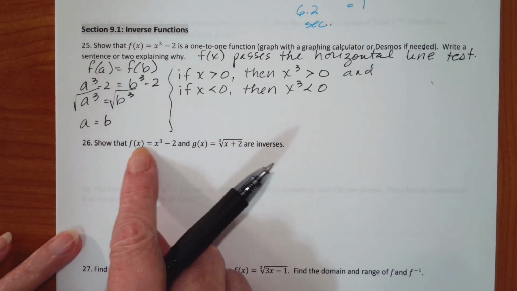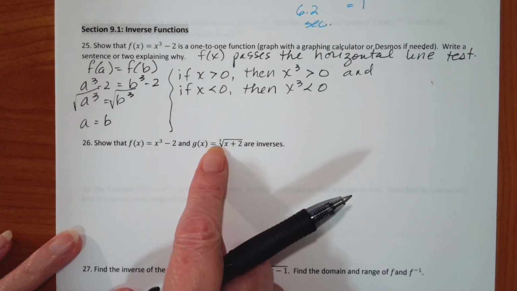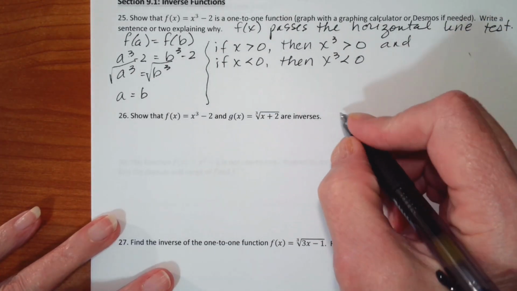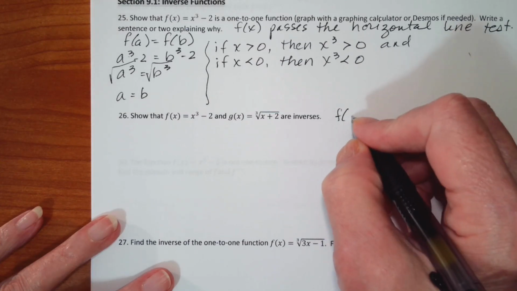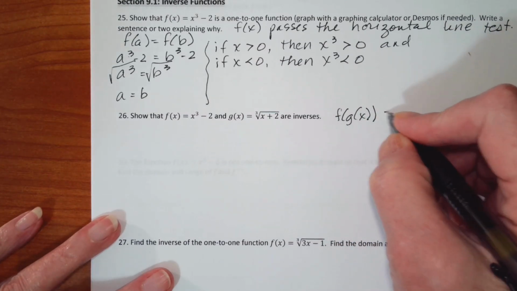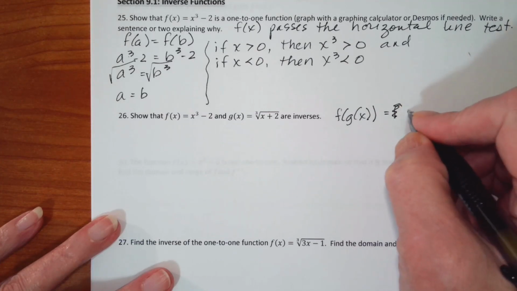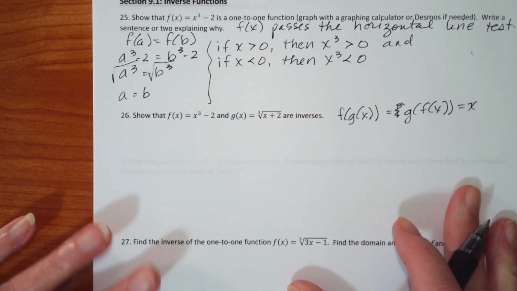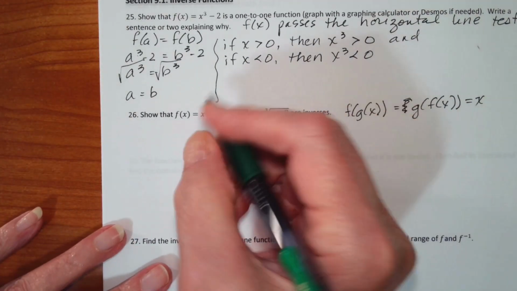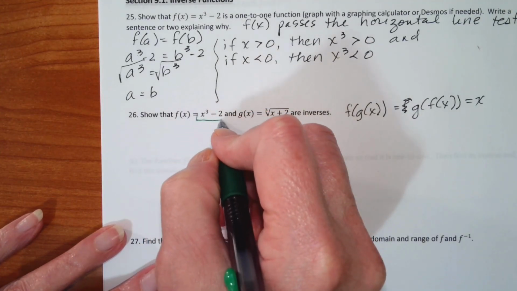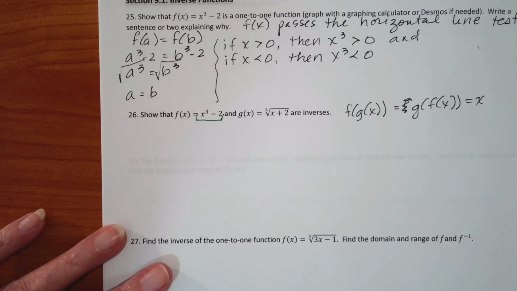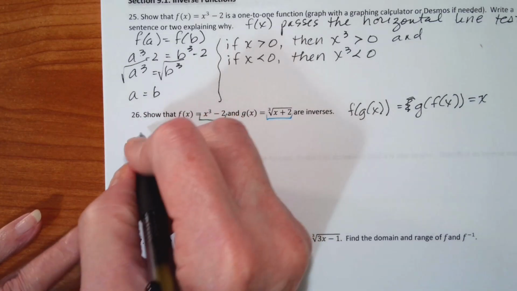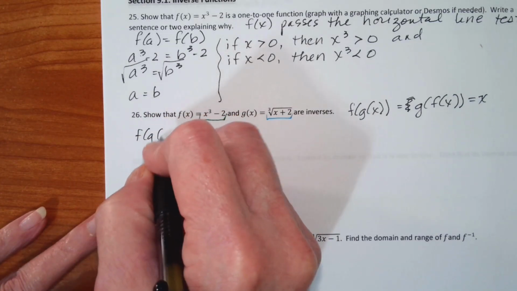Okay, show that f of x equals x to the third minus 2 and g of x equals the cube root of x plus 2 are inverses. Okay, well, if they are inverses, then f of g of x is equal to g of f of x, and they are both equal to x. So if I make f of x this, and I make g of x blue, I want to find f of g of x.